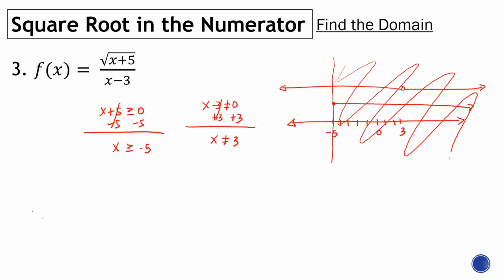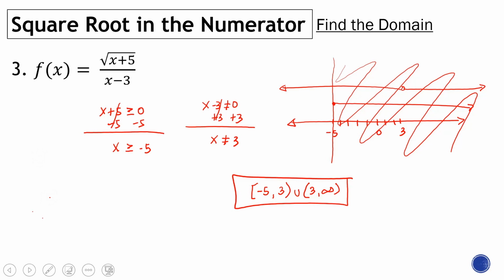So how are we going to convert that into interval notation? We start with negative 5 up to 3. But that 3 is not included, so we will use that close parenthesis symbol. Union of positive 3 to positive infinity. Okay, let's go to the last example.